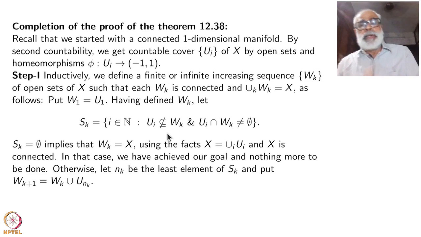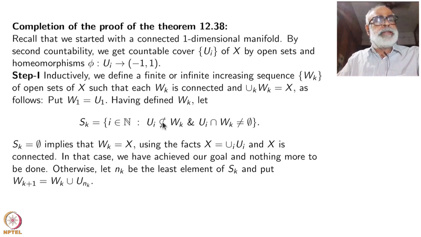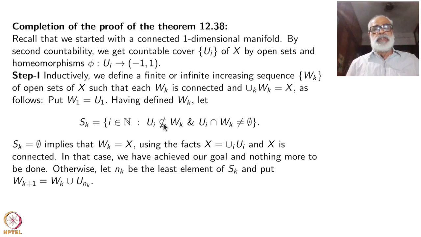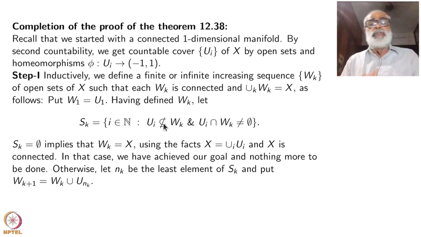Now suppose all of them are contained inside u1, then you don't have to take them at all. You can drop them out. If everything intersecting this one is contained inside u1, then again there will not be anything. So u1 is the last thing, and we are finished. So u1 equals the whole of X. Right, so you are done. That's why this set Sk is non-empty.